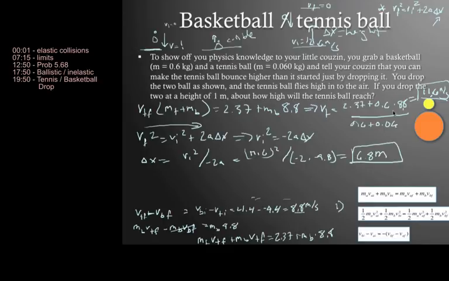So just dropping the tennis ball on top of the basketball, the two fall down. They reach a speed of 4.4 meters per second. After the basketball collides with the ground, it bounces back up, hits the tennis ball. The tennis ball shoots up at 12 meters per second and will eventually reach a height of almost 7 meters.